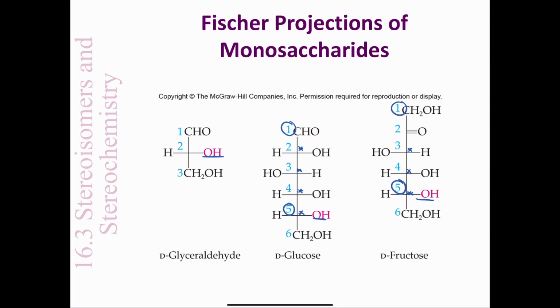If the hydroxyl group is on the right, the molecule is in the D configuration. This is on the right, and this hydroxyl is on the right, and therefore these are both D carbohydrates. If the hydroxyl group were on the left, the molecule would have the L configuration. Again, almost all carbohydrates in living systems that are naturally occurring, of course, are members of the D family.